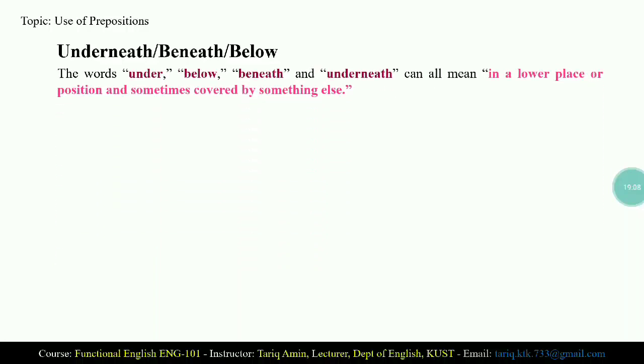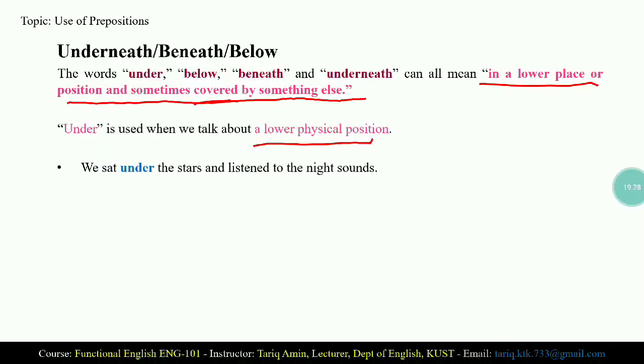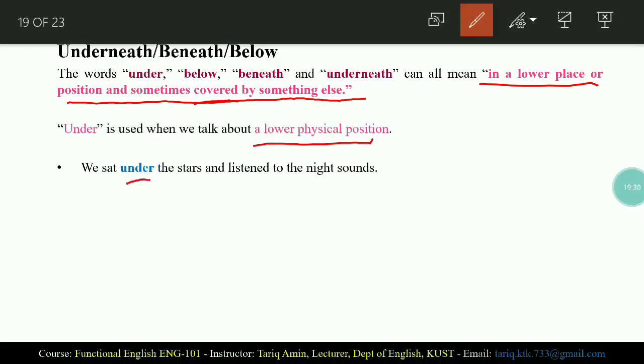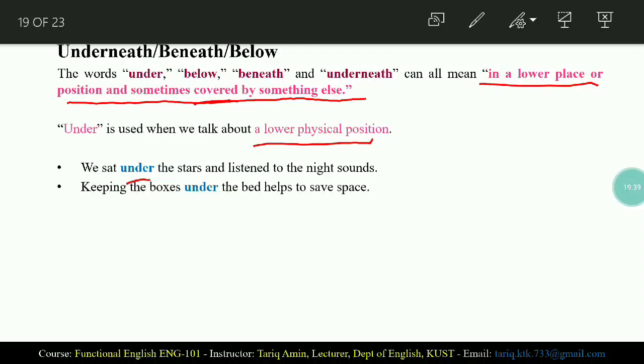Underneath, beneath, and below. The words under, below, beneath, and underneath can all mean in a lower place or position, and sometimes covered by something else. Under is used when we talk about a lower physical position. For example, we sat under the stars and listened to the night sounds. So it shows a lower physical position. Or keeping the boxes under the bed. Keeping the boxes under the bed helps to save space. So it also shows the lower physical position of the boxes.